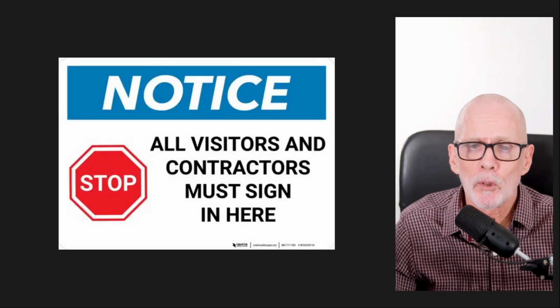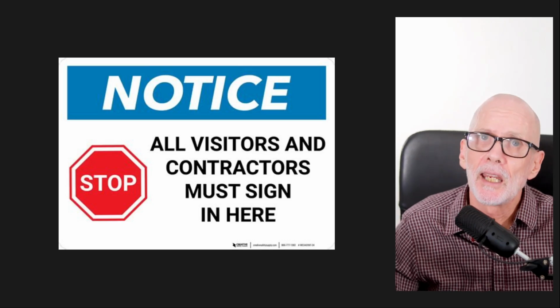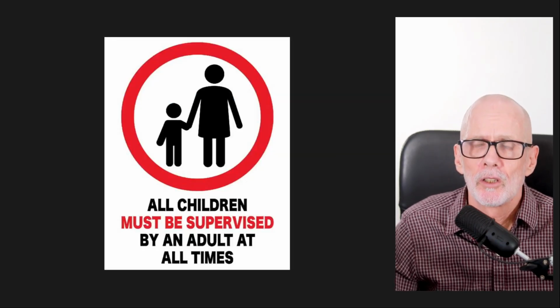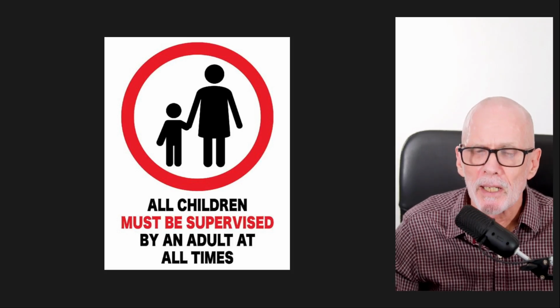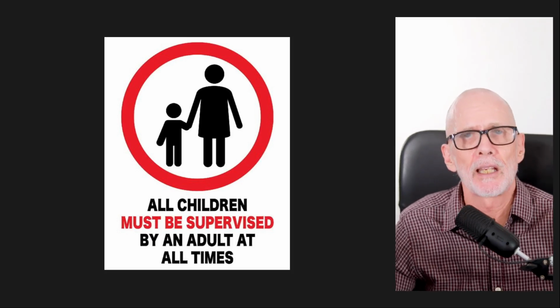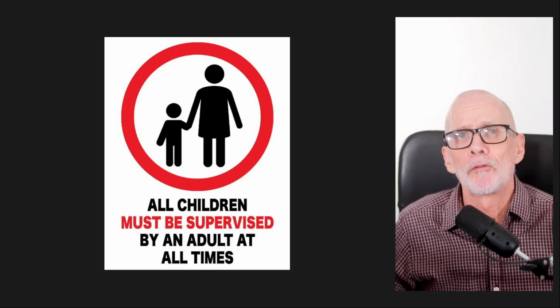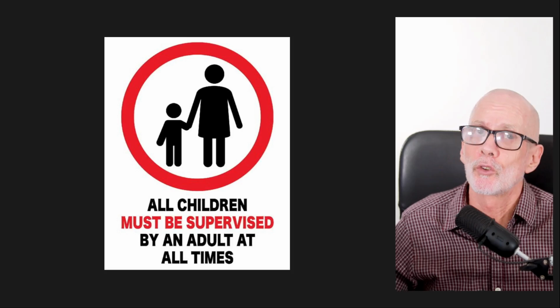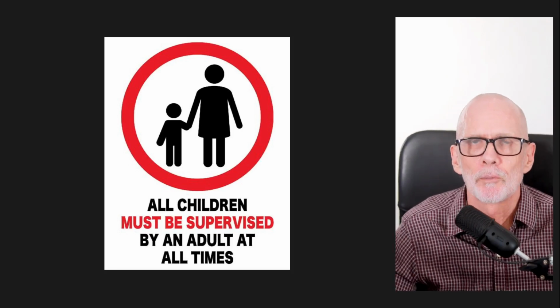Here's some other examples. All visitors and contractors must sign in here. Or all children must be supervised by an adult at all times. Again, if you were talking to someone, you could say, children have to be supervised by an adult, or children have got to be supervised by an adult. But if it's written, we use must.